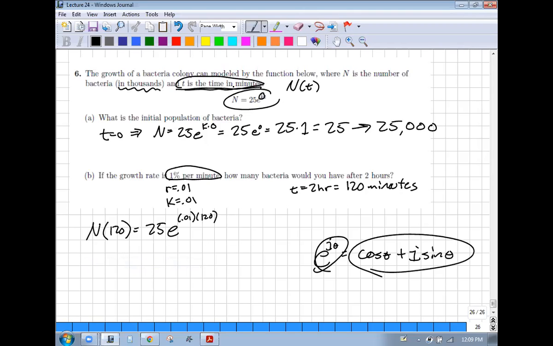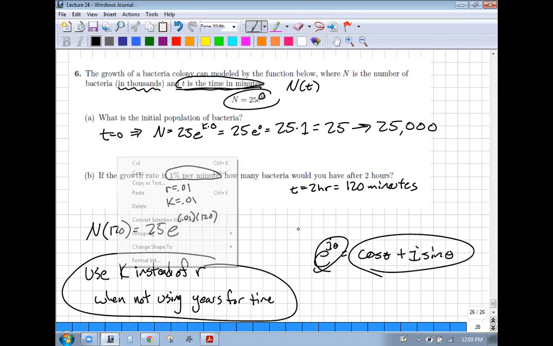All right, so use K instead of R when not using years for time. Okay. So it's just a different letter. It represents the same thing. It's your rate. In finances, they use R, and anything else that's not annual, if it's not an annual interest rate, then they use the letter K.